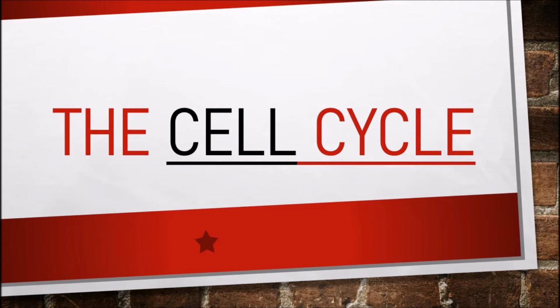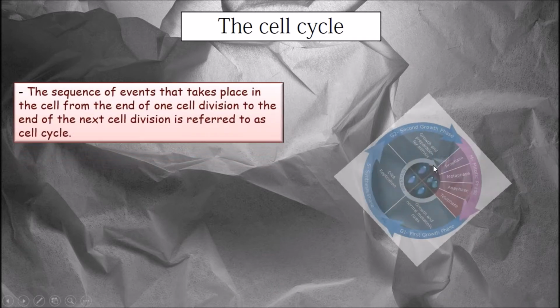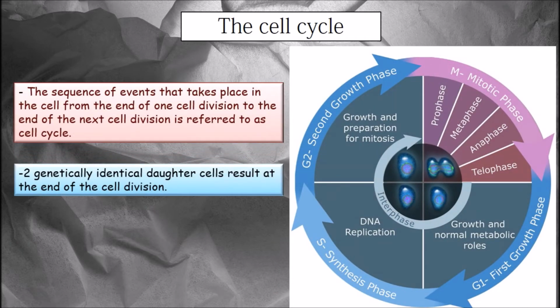Today in this video, we are going to discuss the cell cycle. The cell cycle can be thought of as the life cycle of a cell. The sequence of events that takes place in the cell from the end of one cell division to the end of the next cell division is referred to as the cell cycle.